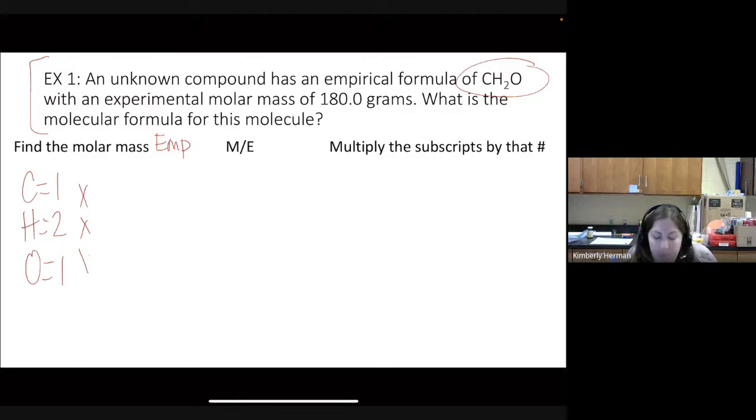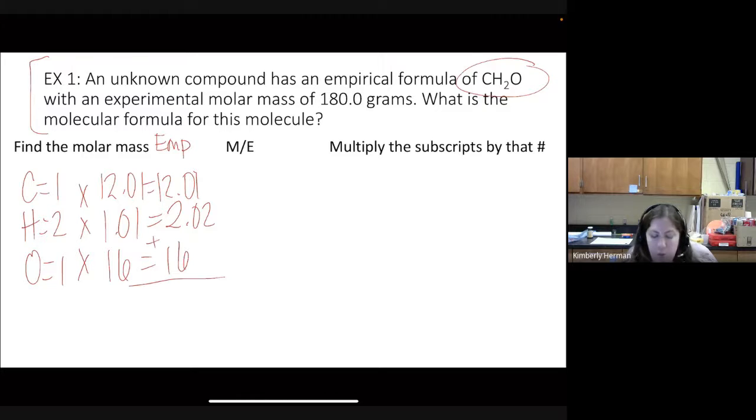Then I'm going to times it by the bottom number in the periodic table, your molar mass, decimal to 2. So I have 12.01. Hydrogen's 1.01 times 2 gives me 2.02, and oxygen is 16. So now I have to add up 12.01, 2.02, and 16. So you might want to have a calculator handy to follow along with us. So I'm going to see that I get 30.03. Now that gives me my empirical.